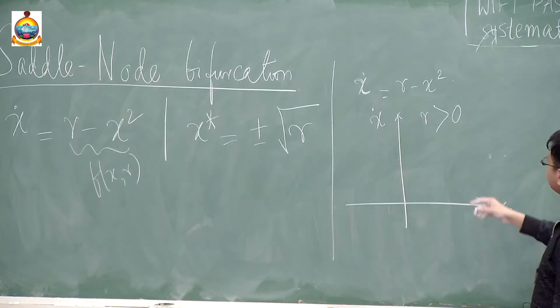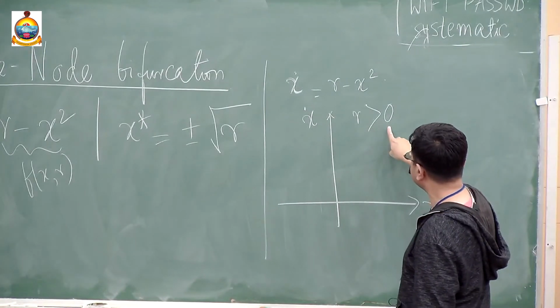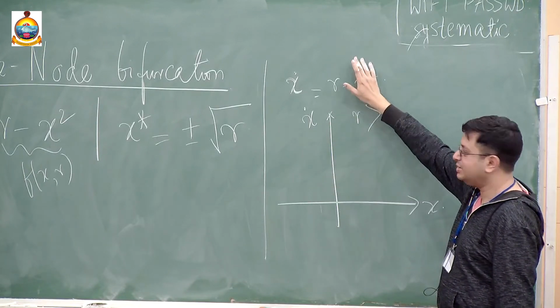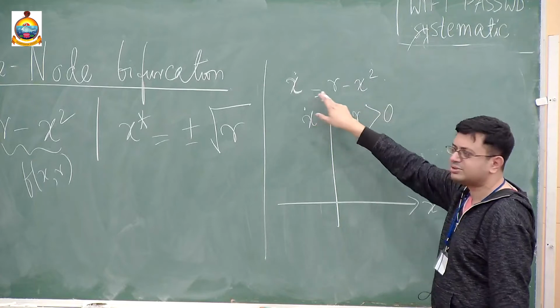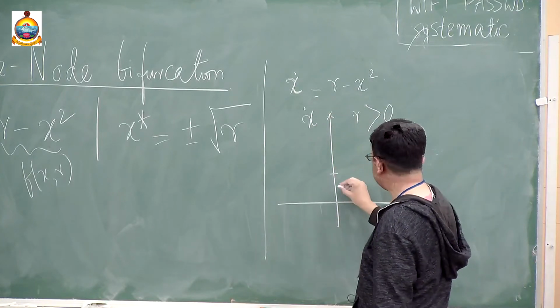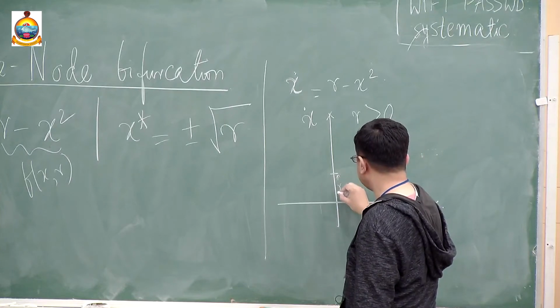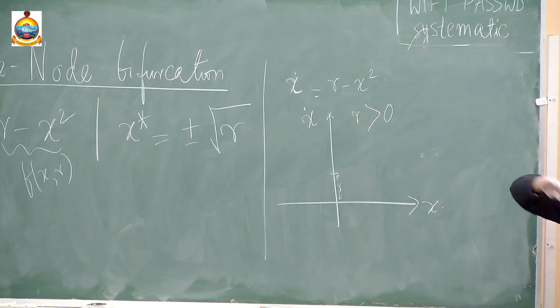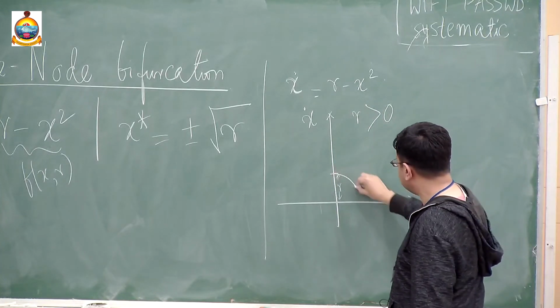So the way to plot it is very simple. If r is equal to 0, very close to x equal to 0, you can forget about x square. So very close to 0, x dot is just r, which is a positive number. So somewhere here, this is r, this distance is r, and then as x increases, you have a parabola.